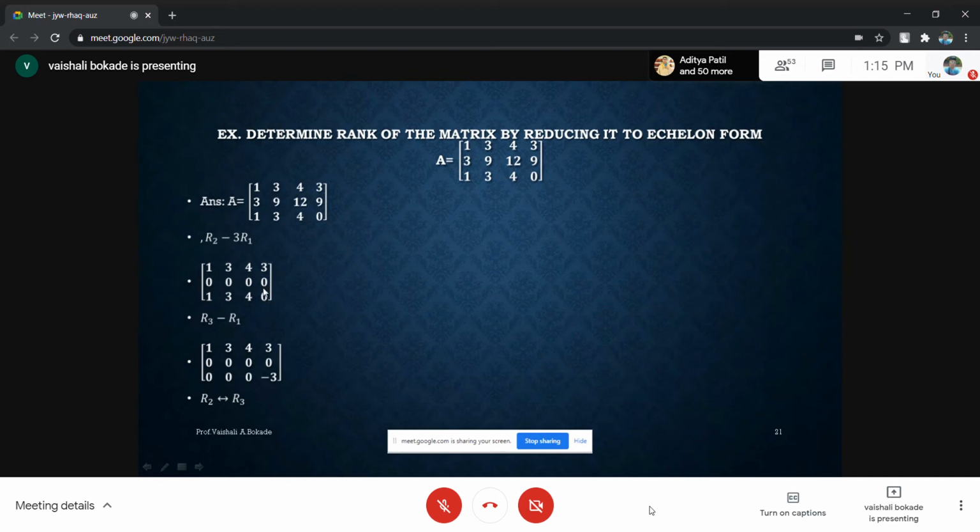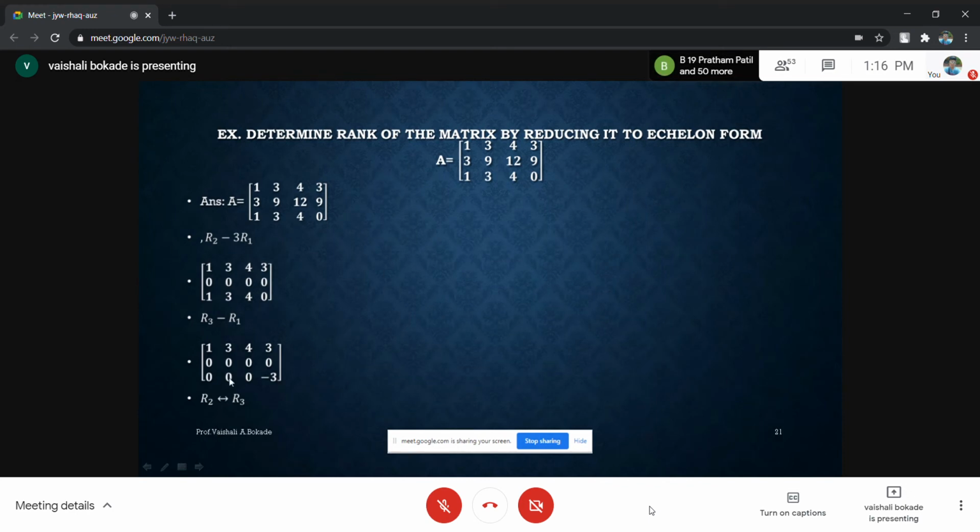Before that, I find that the element at 3 1 place is 1. I'll try to make this element 0 by using R1. So I'm using R3 minus R1 here first. After using R3 minus R1, I'm getting 1 minus 1, 3 minus 3, 4 minus 4, and 0 minus 3. So the entries in R3 are 0, 0, 0 and minus 3.